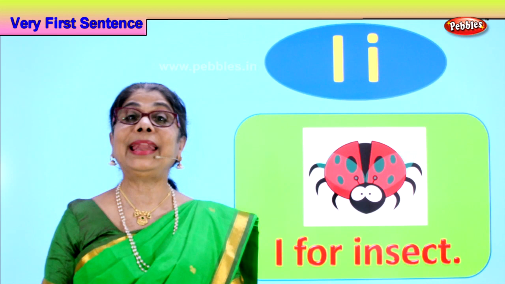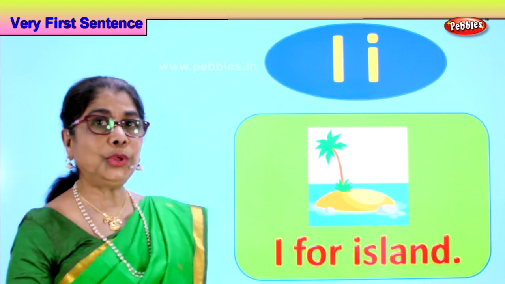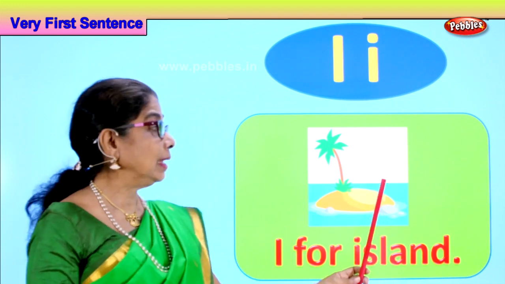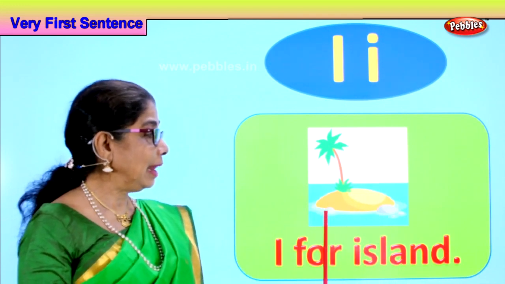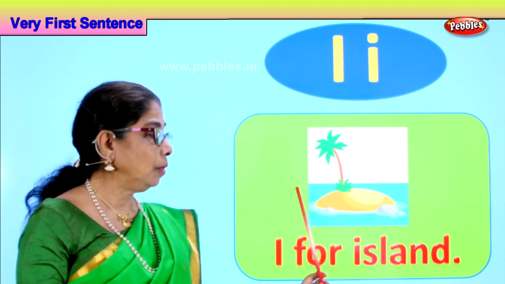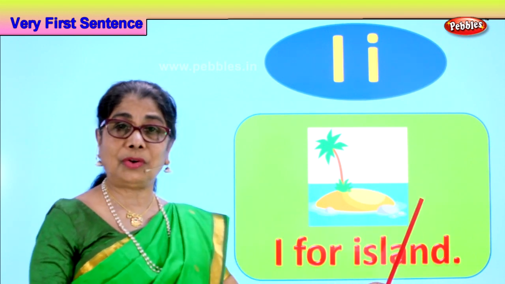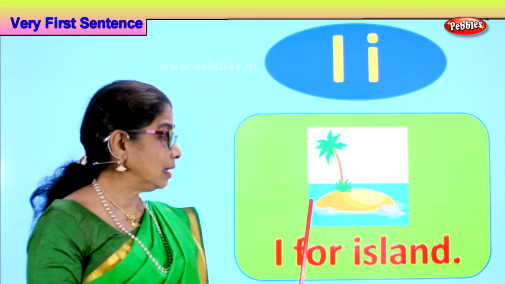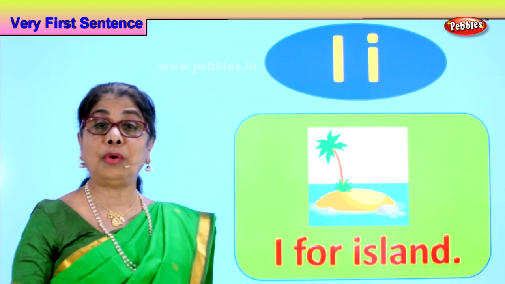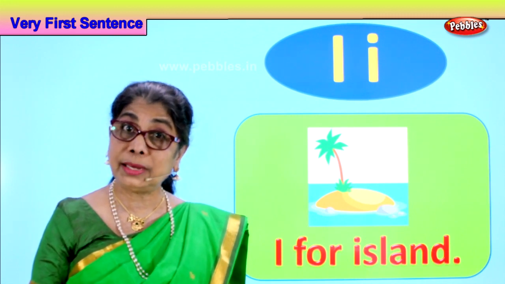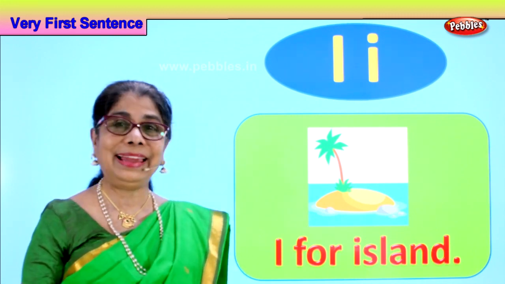Let's take another picture that begins with letter I. What do you see here? Letter capital and small. And what picture is this? There is a little land with a little tree and water all around it. What is that place called? You call it an island. A small place with water all around it, tiny place, or any land with water on all four sides. You call it an island.